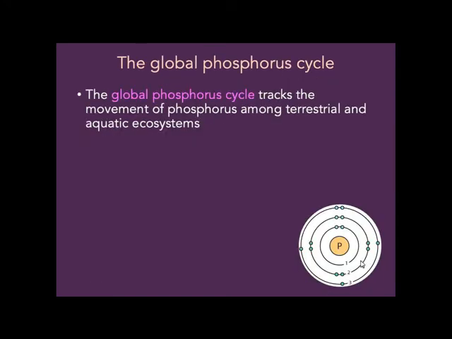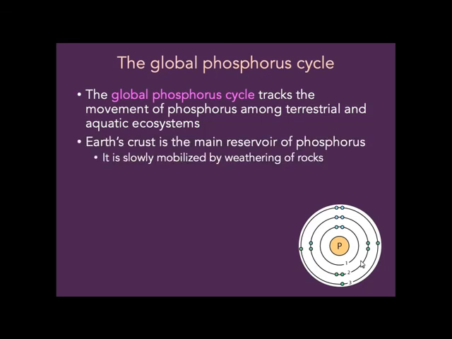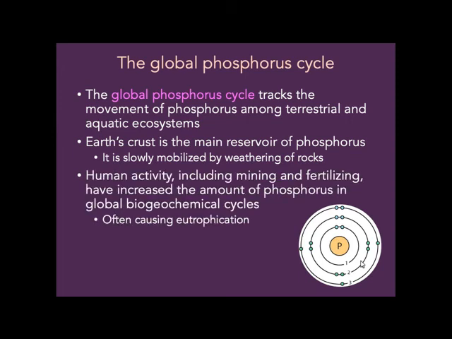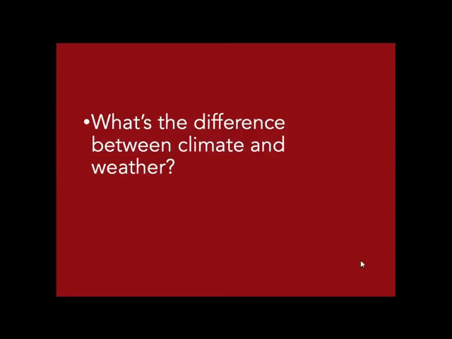All right, I don't have a picture of the global phosphorus cycle, but there is one. It basically tracks the movement of phosphorus among terrestrial and aquatic ecosystems. The crust of the Earth is the main place where phosphorus is, and as the rocks weather, the phosphorus gets released from those rocks and is available for other organisms. Some of the things that we do, like mining and creating fertilizer, increase the amount of phosphorus in the global geochemical cycle. You can also cause eutrophication, meaning an overproduction of algae and green stuff in lakes, and that's a problem caused by too much phosphorus.